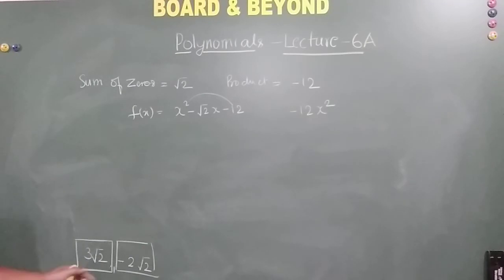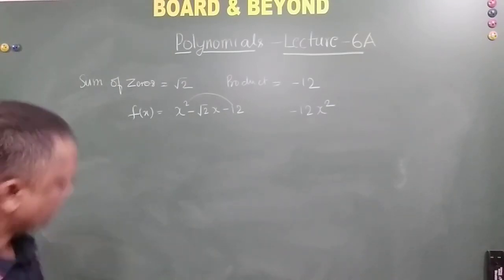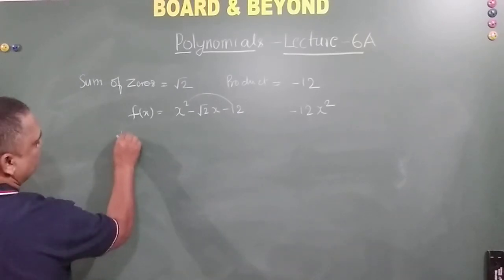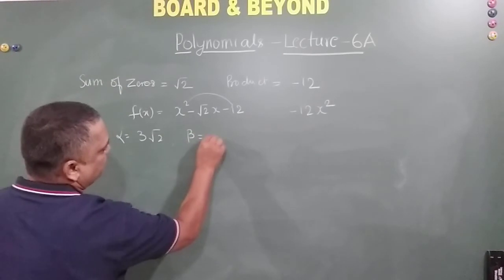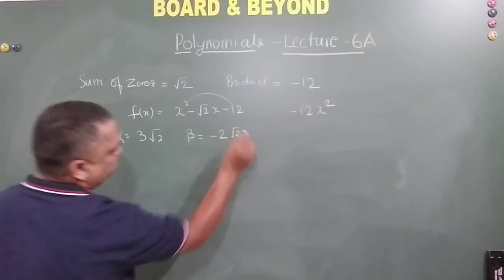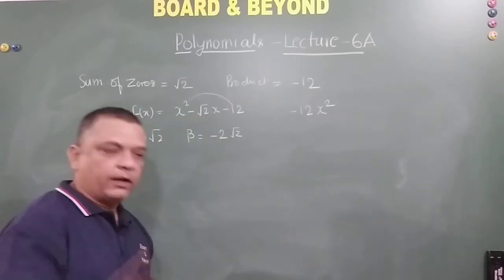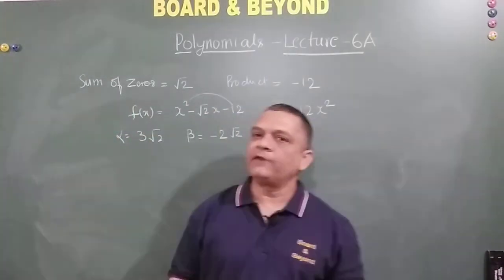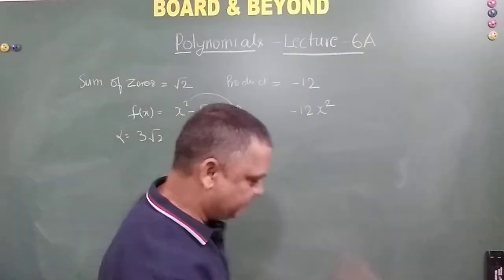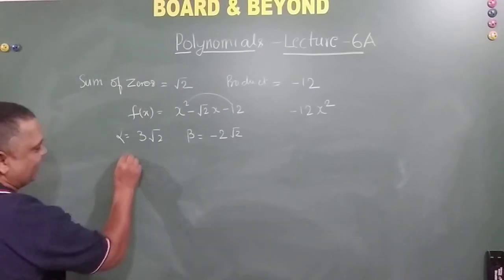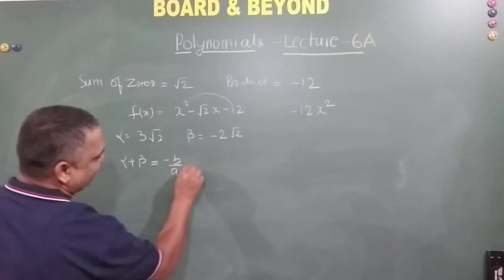So 3 root 2 and minus 2 root 2 are the two roots, correct? So what do we do, my friends? Alpha is equal to 3 root 2, beta is equal to minus 2 root 2, okay, for this quadratic polynomial. Now, friends, we know that alpha plus beta is equal to minus b by a. I think by this time you would have memorized it, right? So alpha plus beta is equal to minus b by a, right, friends?